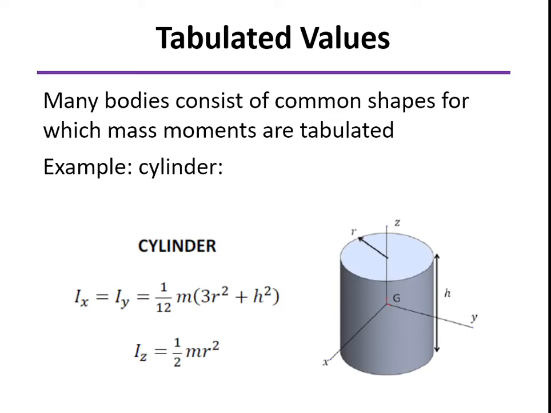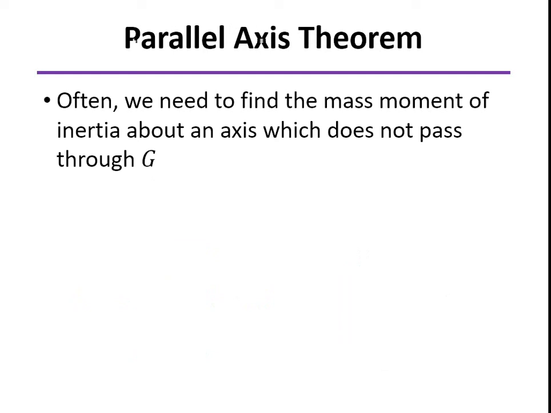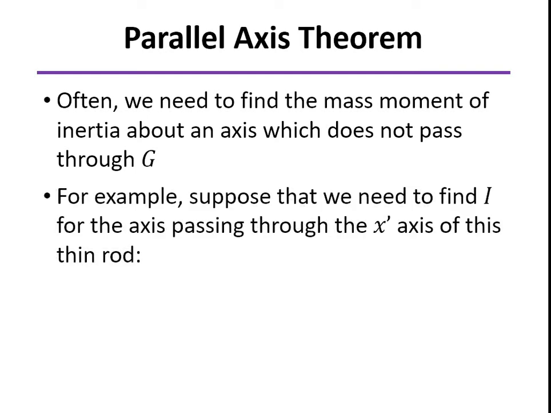For example, here's the cylinder. We can see the mass moment of inertia tabulated for the three axes that are shown here, all of which pass through the center of mass G. Sometimes, though, we said we need to find the mass moment of inertia about an axis that doesn't pass through the center of mass G, and for that we're going to use the parallel axis theorem.